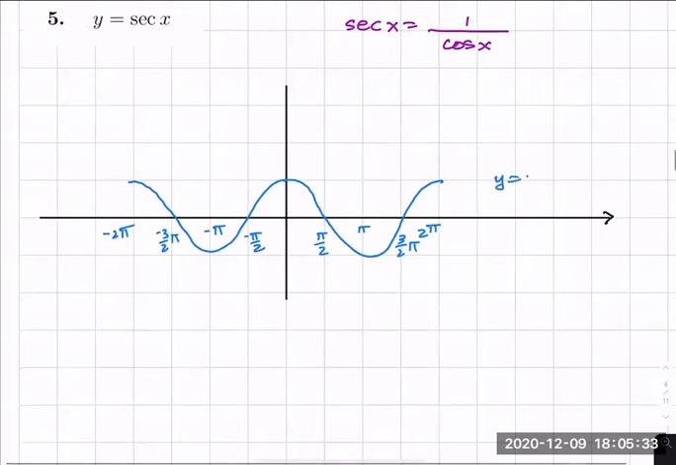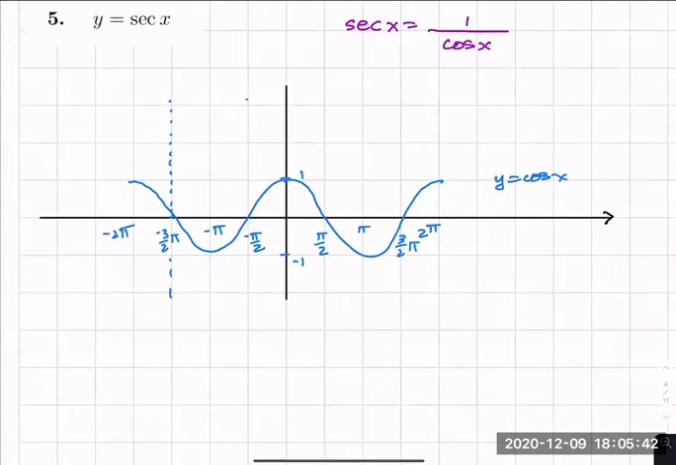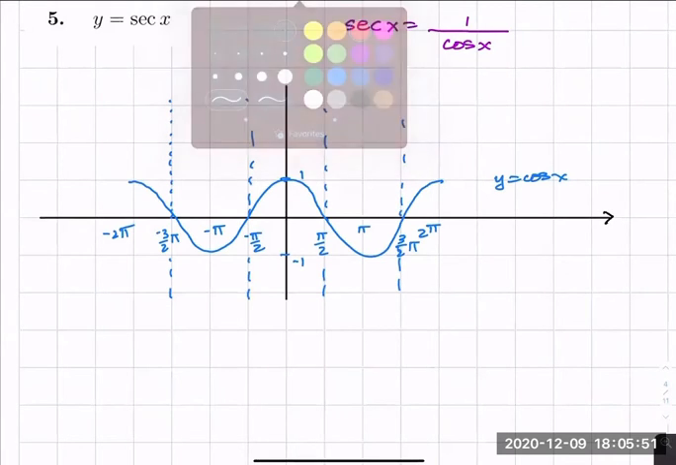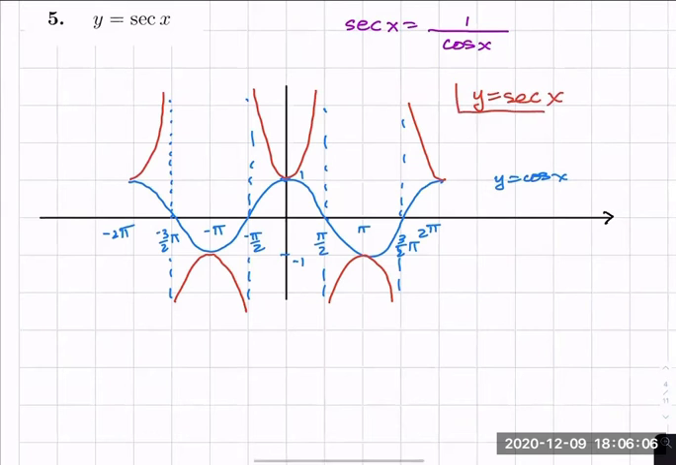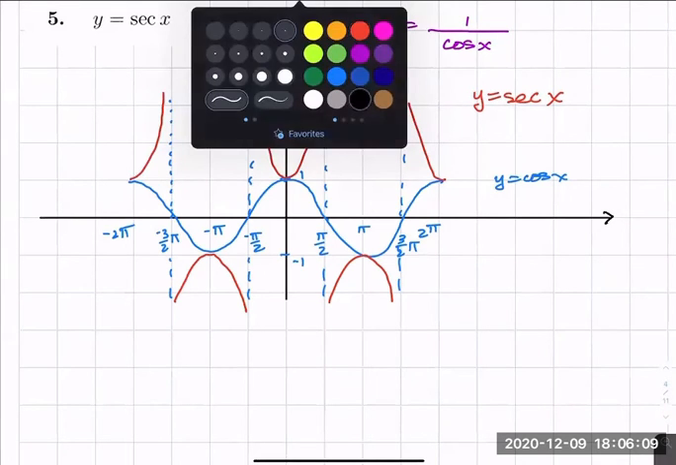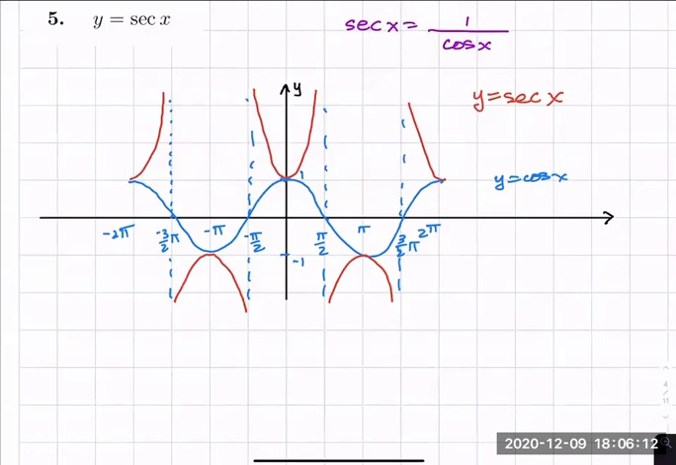So this blue part is y equals cosine x, sort of one that we try to memorize. And then what we do is we draw vertical asymptotes through the x-intercepts. And then I make these loops, and those loops represent the graph of secant x, y equals secant x. And that does it. Let me make sure I have all the little pieces here. Here's the y-axis. So the blue is cosine, and then the red is secant.